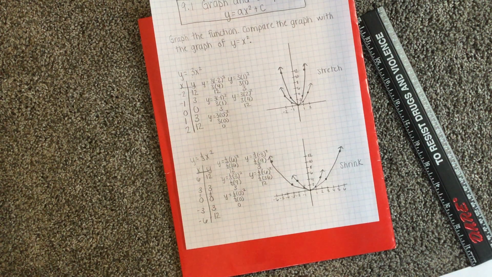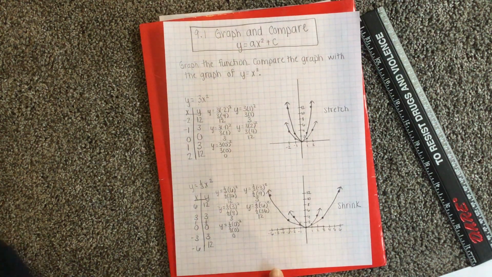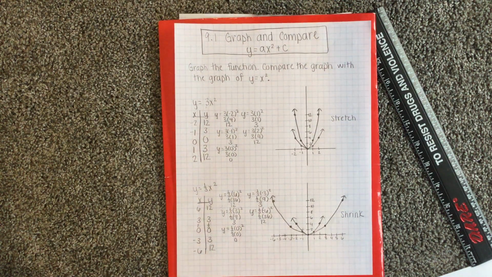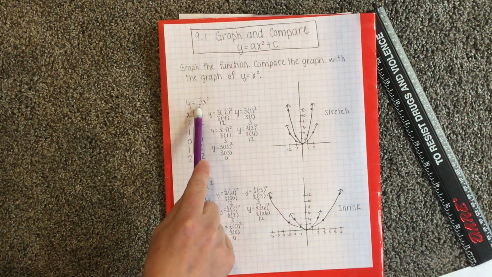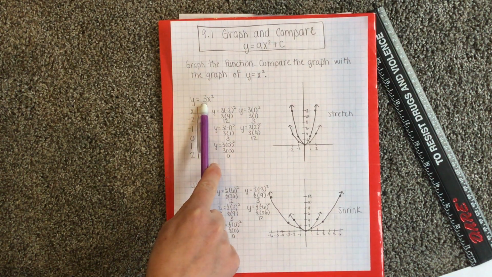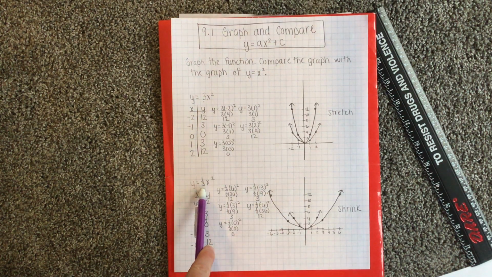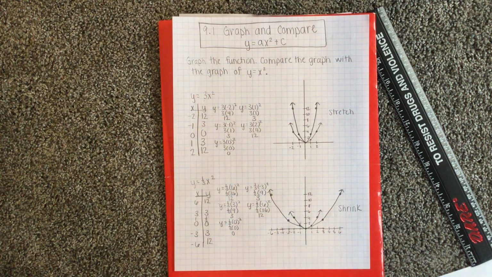Now I want you to see the patterns here. You can guess what's happening before you even graph these. If you're taking the original and multiplying by 3, your graph should be larger. It should always be a stretch. If you're taking the original and dividing, so if it's a fraction, it's going to be smaller, so it will always be a shrink.